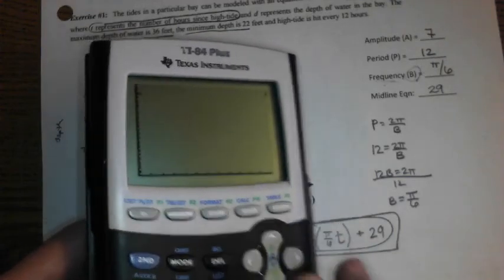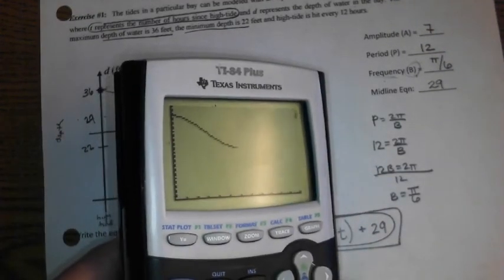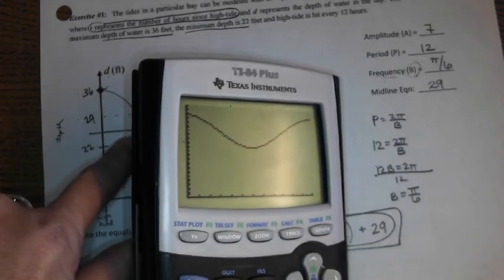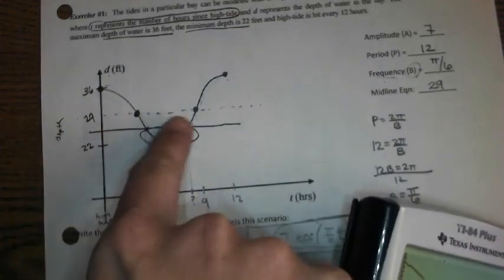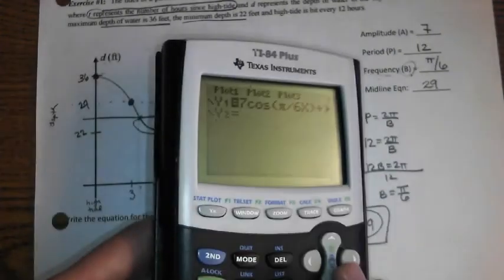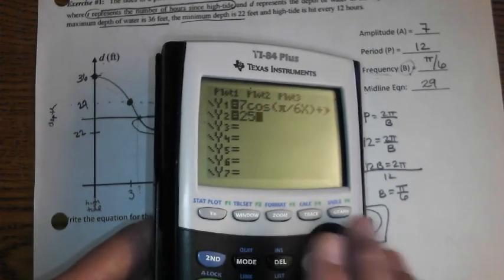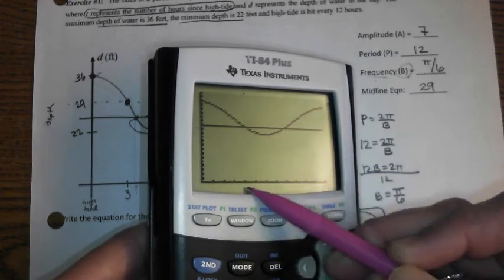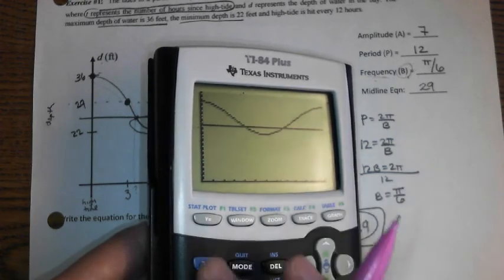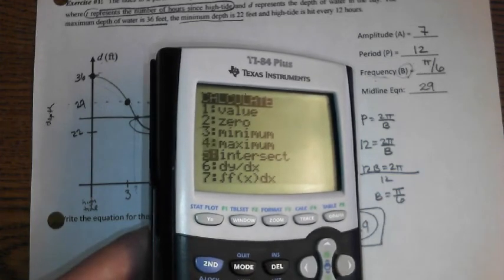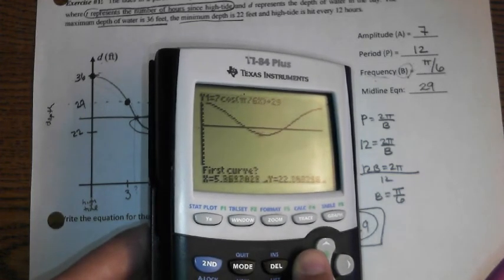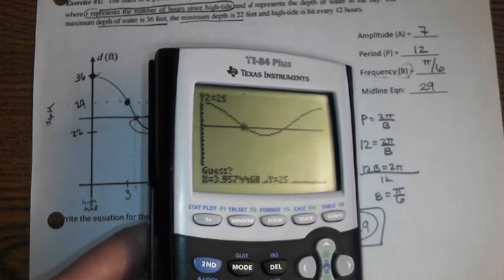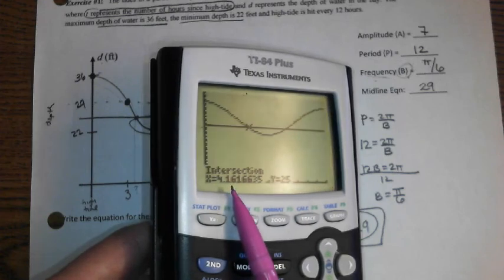And so here's our trig graph, but we also want to graph that 25-foot line, that horizontal line that's going across, right? Because we're going to be looking for the points of intersection to figure out the hours. So I'm also going to graph y equals 25 because that's a depth of 25. And I'm looking for this point of intersection so I know what hour that's occurring at, and this point of intersection. So second trace, intersect, and scroll over to this point of intersection. Pretty much you just hit enter 3 times. 1, 2, 3. That's happening at the hour 4.16.